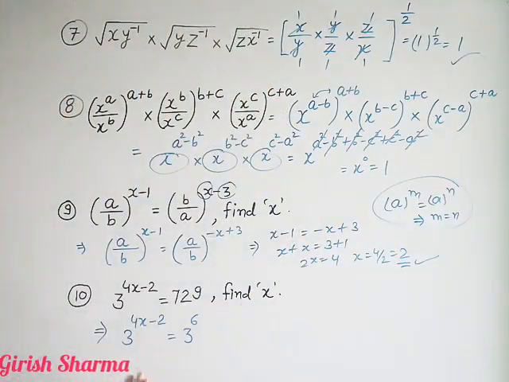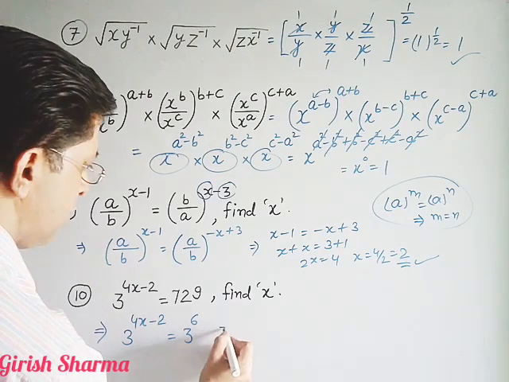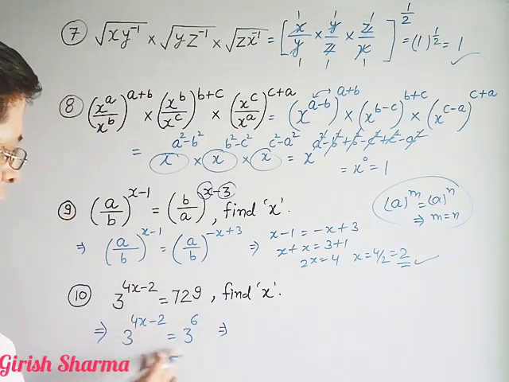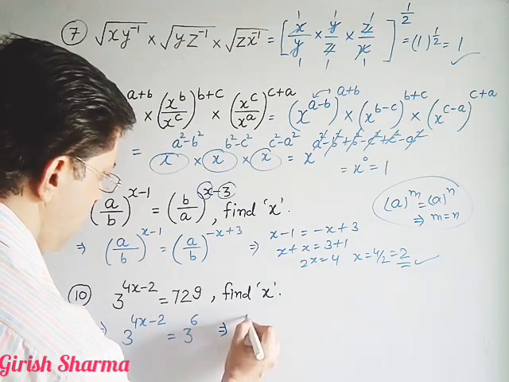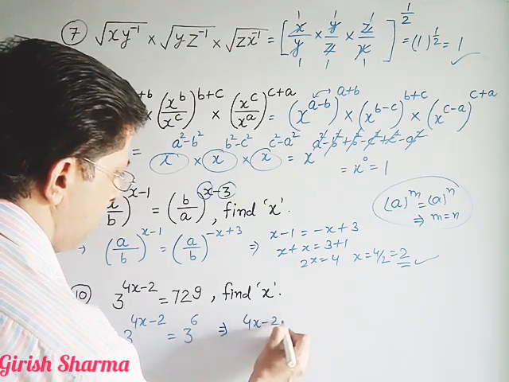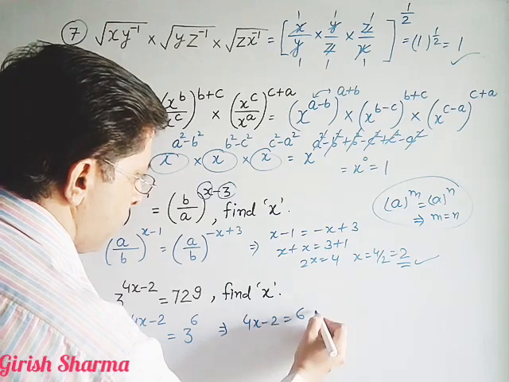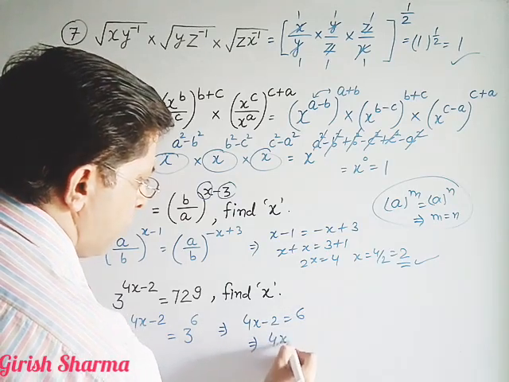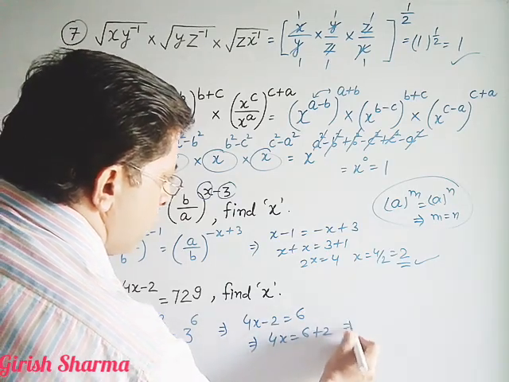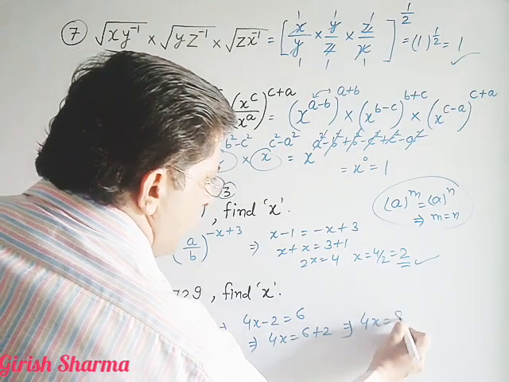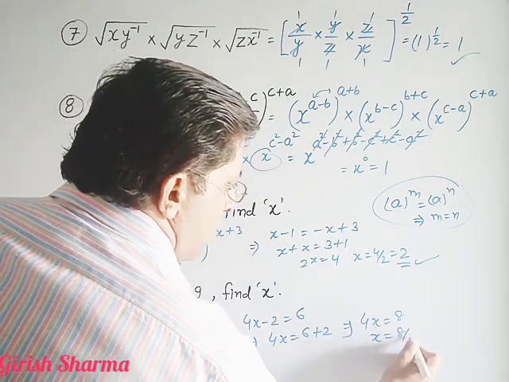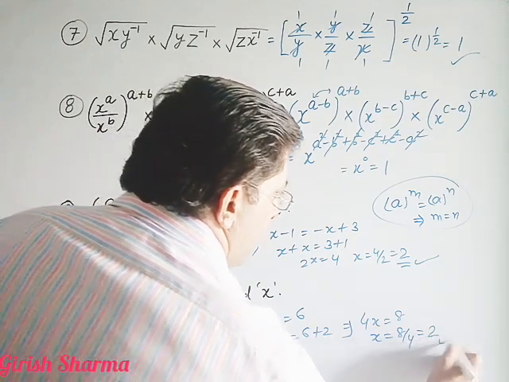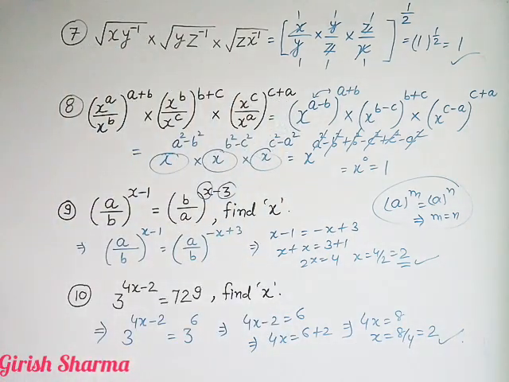One more question I am taking on it. See here, 3 power 4x minus 2. Here is given 729. 729 means 3 power 6. The same thing again. A power m equal to a power n. What is the meaning? M is equal to n. Okay. Then 4x is equal to 6 plus 2. What is the meaning? 4x is equal to 8. 8 upon 4, that is equal to 2. This is your answer. Okay.